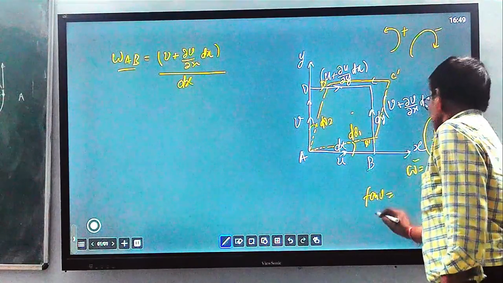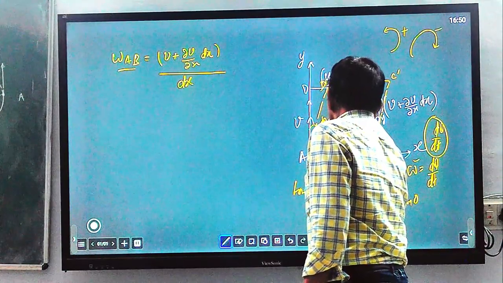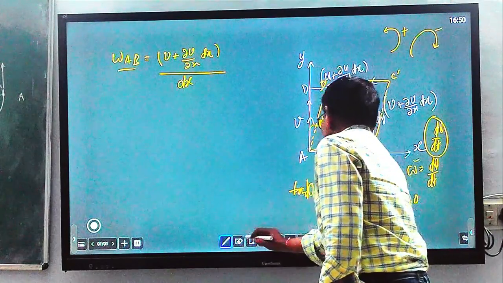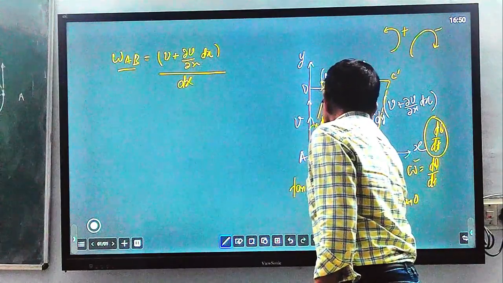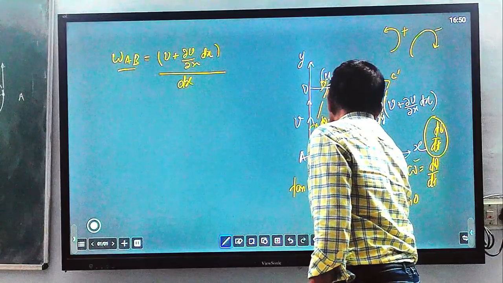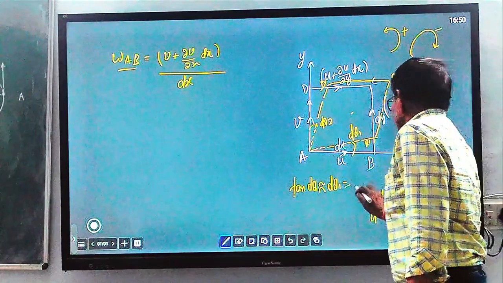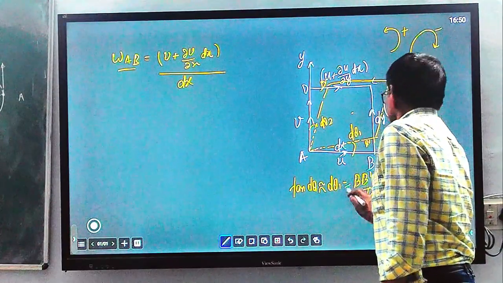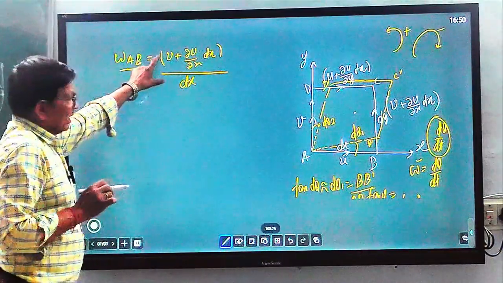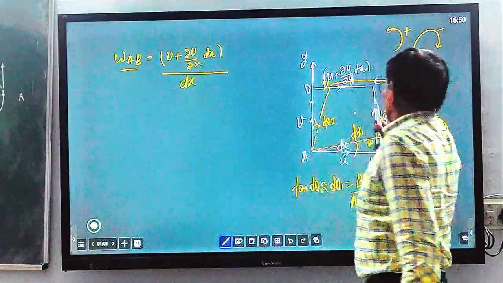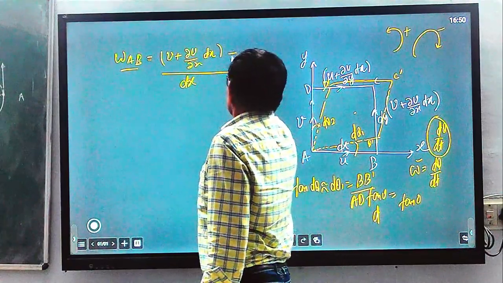Tan theta equal to tan d theta 1, because we have taken tan. For a small angle, tan d theta can be taken as d theta because the angle is very small. It will be equal to the deformation BB dash upon AB. So tan theta is nothing but BB dash upon AB. What is BB dash? BB dash is the change in velocity per second, that is V plus del V over del x dx minus V.